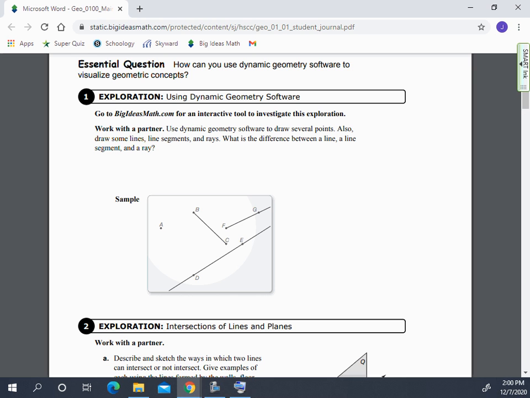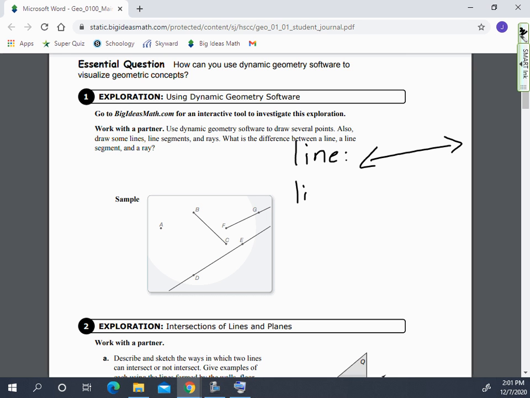Starting this lesson off. In our notes, it says draw some lines, line segments, and rays. What's the difference between a line, a line segment, and a ray? So let's start with that. Let's start with a line. What does a line look like? A line looks something like this. It has arrows on both ends to show that it goes on forever and ever in both directions. Okay, that's what a line is. A line goes on forever and ever in both directions.